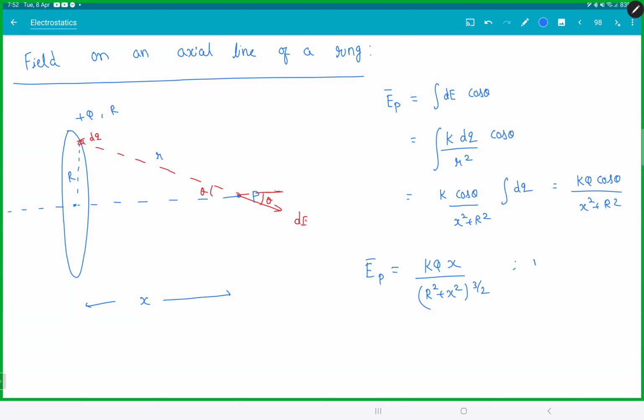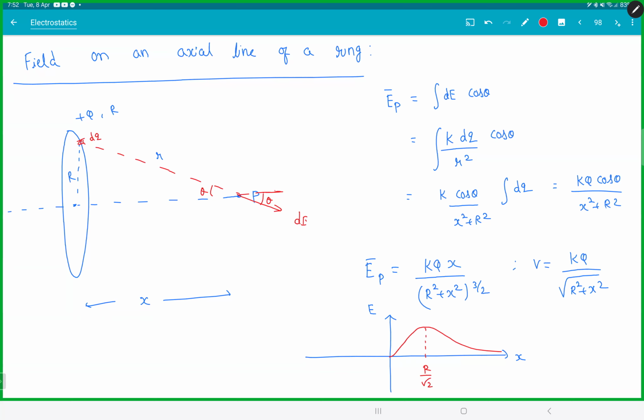Remember this. Potential is also easy: Kq by the distance, all points are equidistant, root over R square plus X square. And the most important one is the graph. If they ask you to draw the graph E versus X, you can clearly see at x equals 0 the field is 0, and at x equals infinity the field is 0. The value will increase and decrease. The maximum will occur at R by root 2.